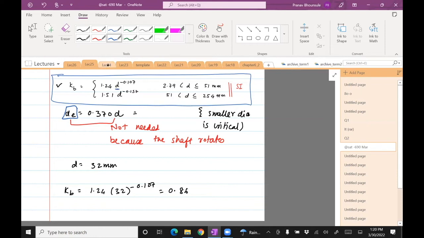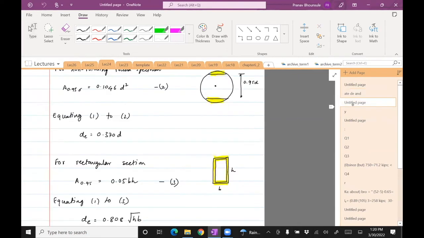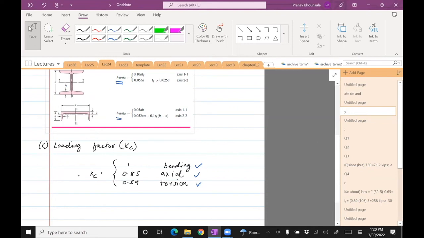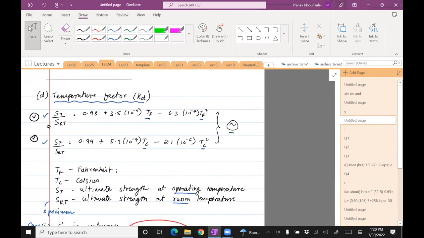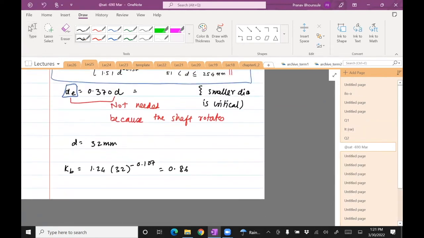Let's see what KC, KD, and KE is. The load factor, bending axial torsion. So KC is 1, so I wouldn't even bother. This is a temperature effect. I don't think there's anything mentioned about temperature. We'll assume room temperature, so we don't have to adjust for KD. And then the reliability is not given, so we assume that doesn't affect. So we just ignore that. So KC, KD, and KE are all 1. KD is 1 because there's no temperature effect, so assume room temperature.